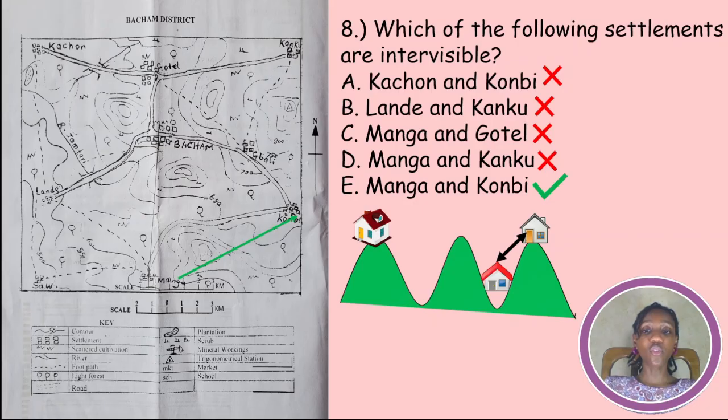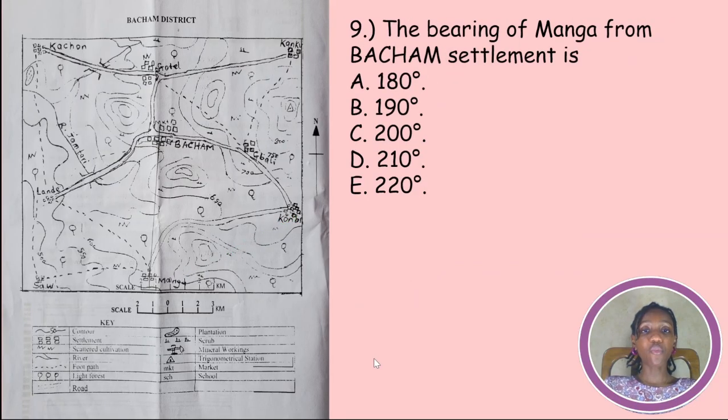Read your questions carefully. The bearing of Manga from Bacham settlement is. First, let's identify the settlements in question and place cardinal points on them. And now we draw a line connecting the two places. The next thing is to place our protractor. And for that, we need to take note of the settlement after the word from. The bearing of Manga from Bacham settlement. So that means our protractor is going to be on Bacham settlement. From Bacham. So that from is very important.